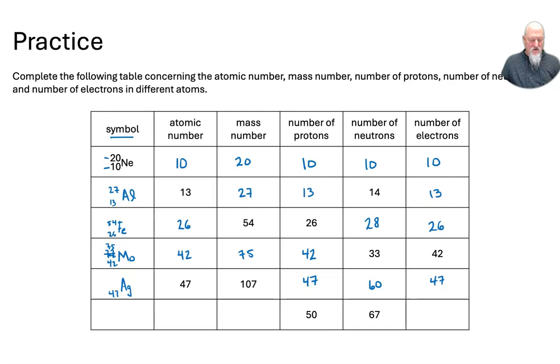Our symbol is going to have Ag. 47, which is our atomic number, goes in the bottom left. And our mass number, 107, goes on top.